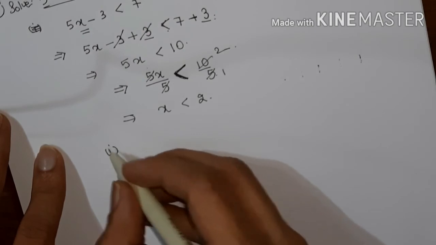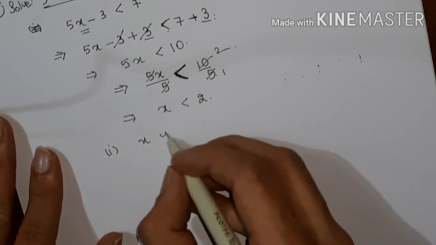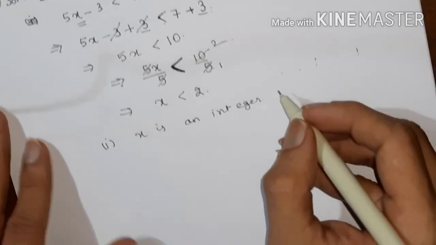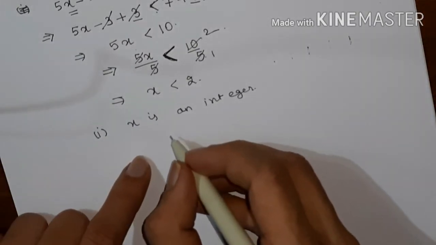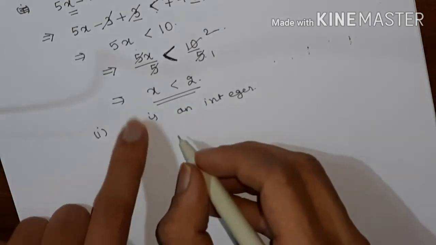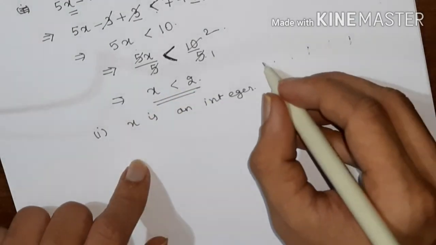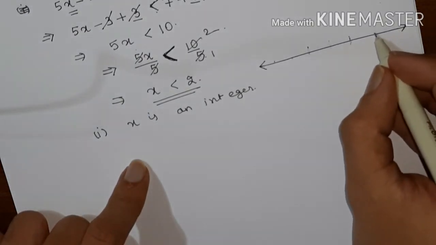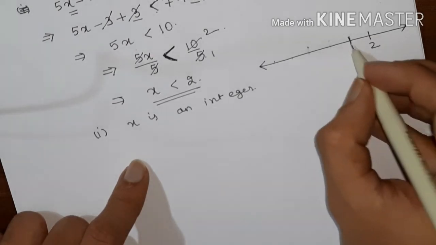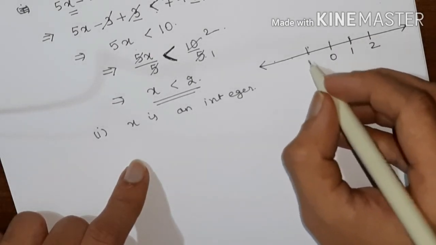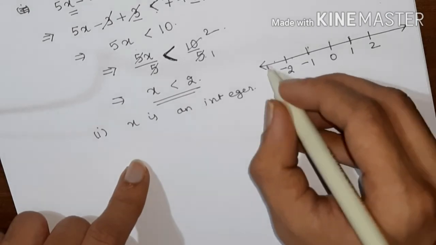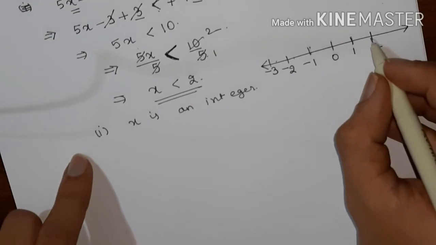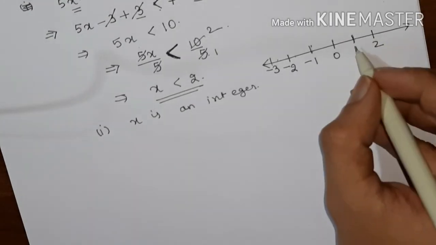Now we will answer the first sub question. That is, x is an integer. If x is less than 2 and x is an integer, then what do you get? If we look at the number line, this is 2, this is 1, this is 0, this is minus 1, this is minus 2, minus 3, and so on. So x is less than 2 and it is an integer.